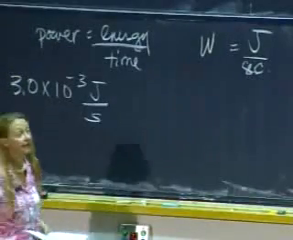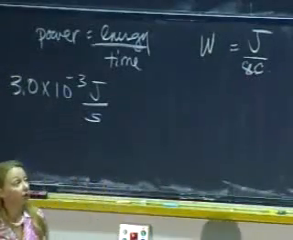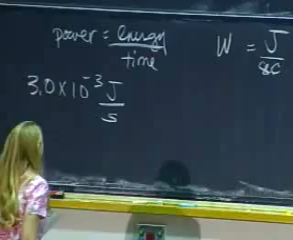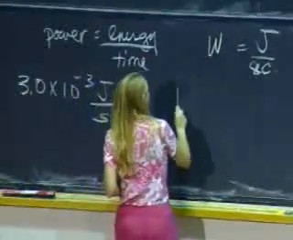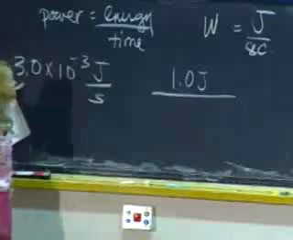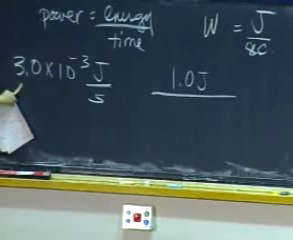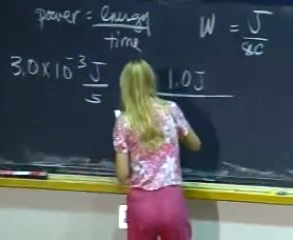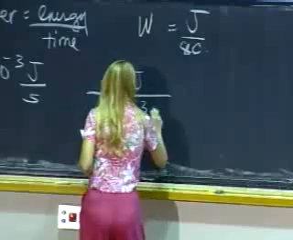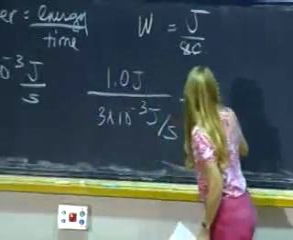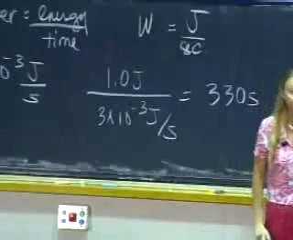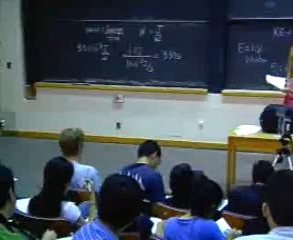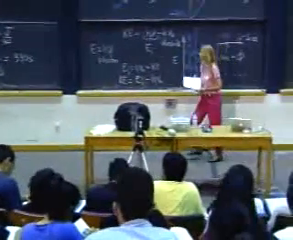And the question asks, how long will it take for a total energy of 1 joule to be supplied? Okay, well, 1 joule, and we have the rate of energy supply as 3 times 10 to the minus 3 joules per second. And that gives us 330 seconds. Okay, so that's straightforward. Okay, and then finally, yes. Oh, okay, sorry, yeah, thank you.